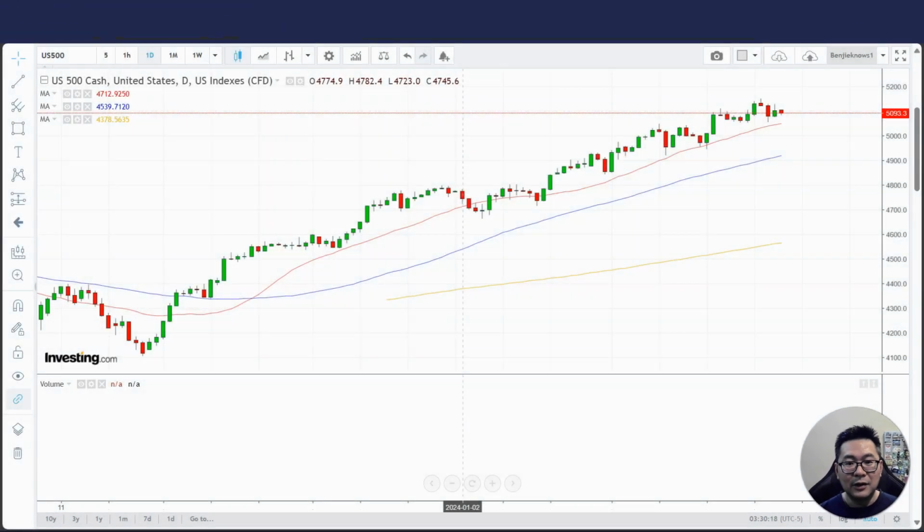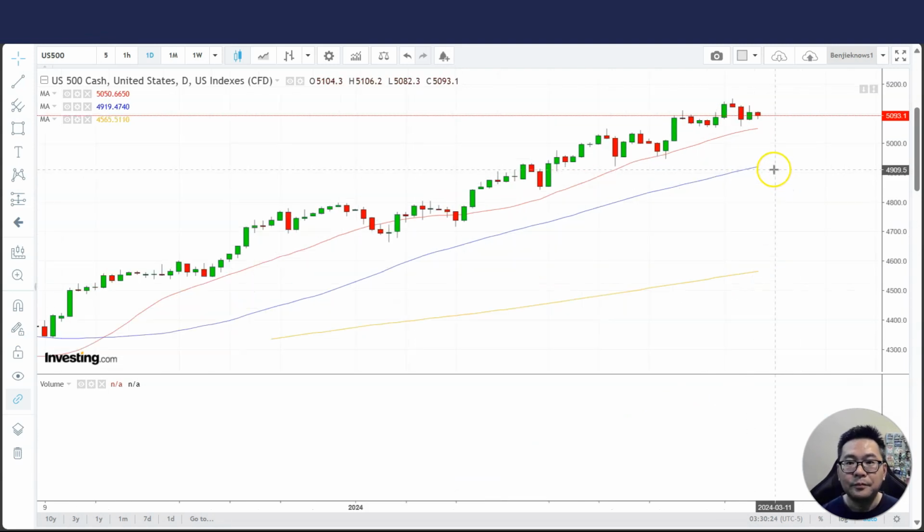So without further ado, let's just look at the S&P 500. This is the S&P 500. As you can see, the S&P 500 is still in a very bullish, nice uptrend. How do we know it? You can just use the moving average, which is this line here, this line, and this line. The red is the 20 MA, the blue is the 50 MA, and the yellow is the 200 MA.